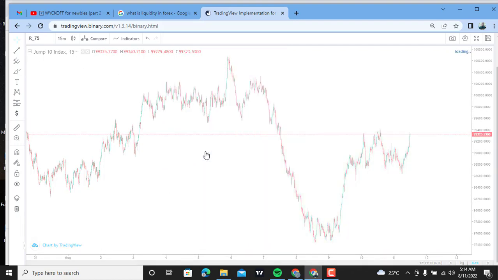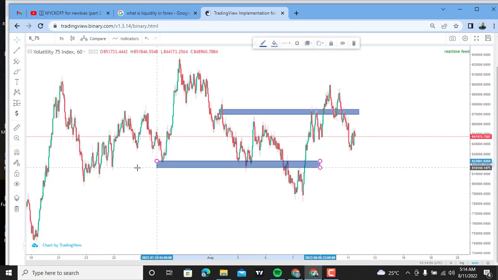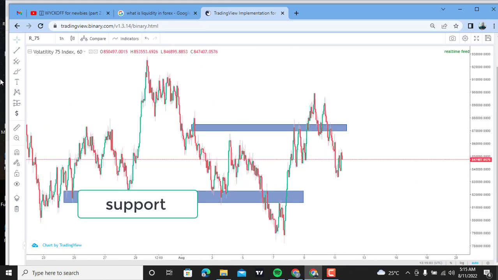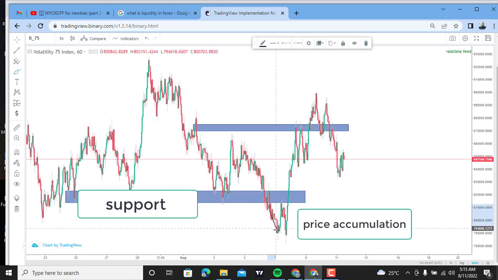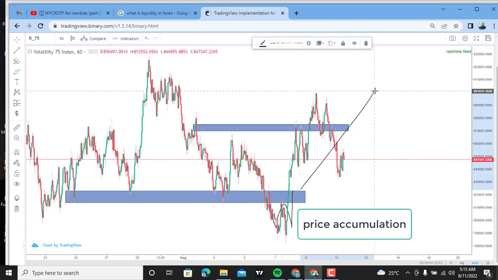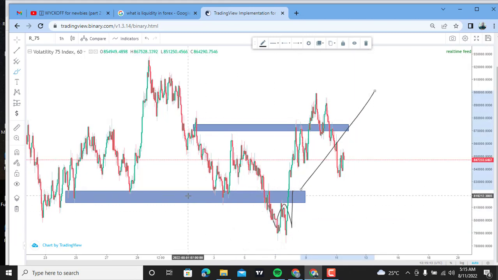Let's go to Volatility 75. So this is it here. We have a zone that gets created, it gets rejected once, twice. Okay, what happened? It breaks through. When it breaks through, we actually had a scenario where it came back and retested, and then closed above the zone. What happened? We have a strong move. So this is actually the accumulation that happened here.